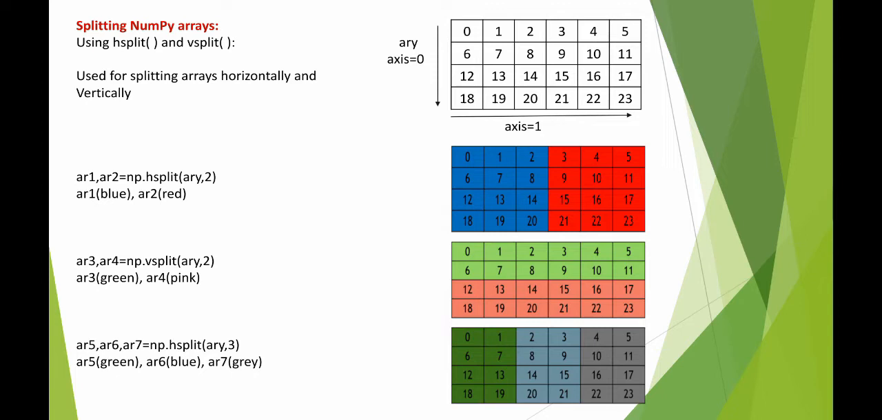Okay, here the green part is of AR5 array, blue part is of AR6 array, and gray part is of AR7 array. Okay, now see, all the 3 arrays, that is AR5 and AR6 and AR7, are having equal number of rows. That is, the number of rows here is 4 for each of them, and number of columns is 2 for each of them.